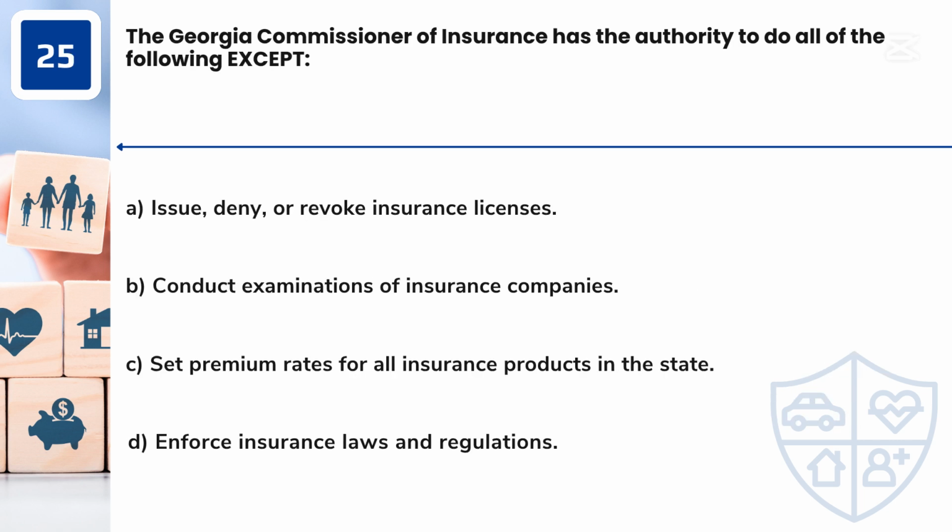Question 25. The Georgia Commissioner of Insurance has the authority to do all of the following except A. Issue, deny, or revoke insurance licenses. B. Conduct examinations of insurance companies. C. Set premium rates for all insurance products in the state. D. Enforce insurance laws and regulations.